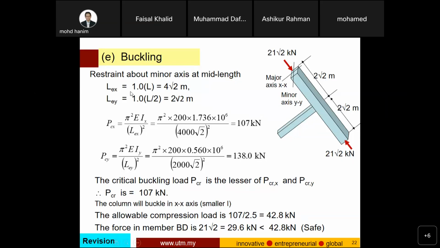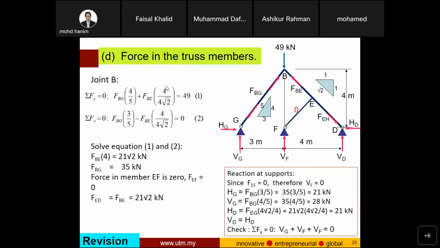Okay, Lex Ley equal to 1.0. For this one, L over 2. Why L over 2? We have done it last two weeks ago on buckling. What is L? L equal to 4 square root 2. I think you know better what is the length of each member. Here 3, here 4, and what is FBA?